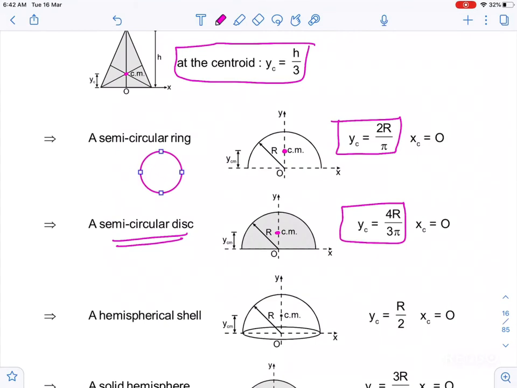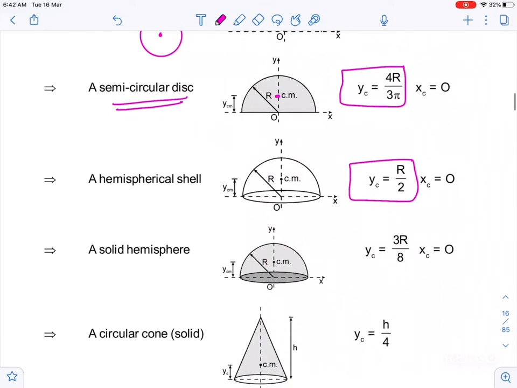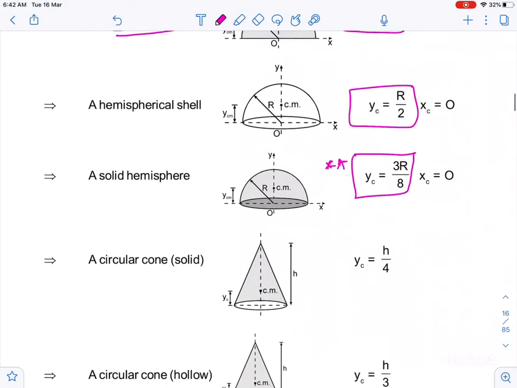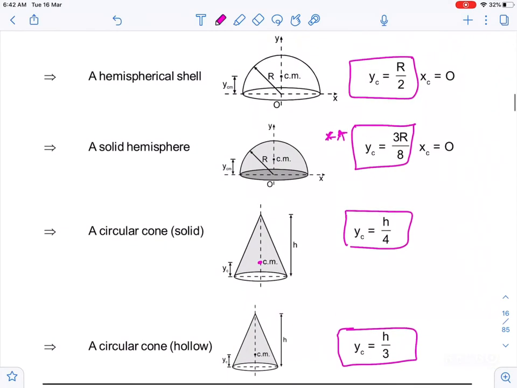They will not ask you the whole ring or whole disk, because for a whole ring the center of mass will be at the center, so they will not ask. But for a half ring the center of mass is 2r by pi, and for the half disk it is 4r by 3 pi. For a hollow hemisphere the center of mass is r by 2, and for a solid hemisphere it is 3r by 8. This formula is very important to keep in mind. Solid circular cone center of mass will be h by 4, and for a hollow cone it is h by 3. I am just taking it from the base, guys.